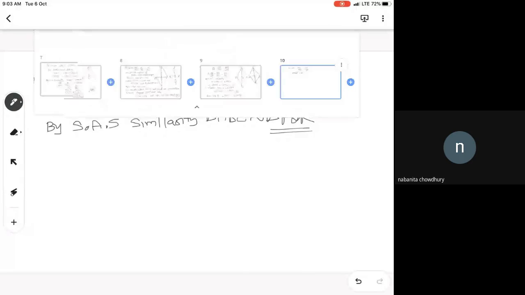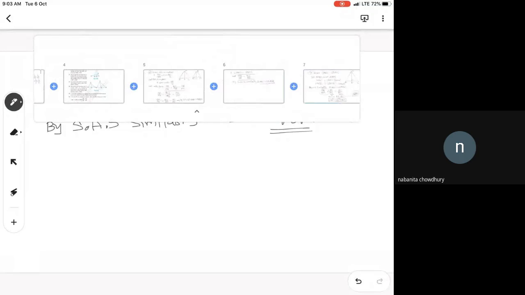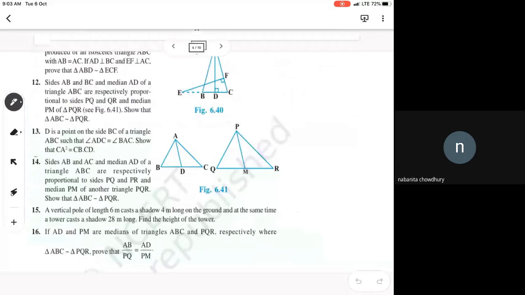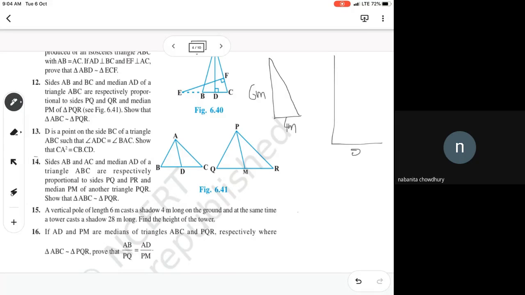Okay, so now let us see the next question. It's very simple. I'm going to explain the 15th problem here itself. Look at the 15th problem. A vertical pole of length 6 meters casts a shadow of 4 meters, so it forms a right angle triangle. At the same time on the ground, a tower casts a shadow of 28 meters. Find the length of the tower.